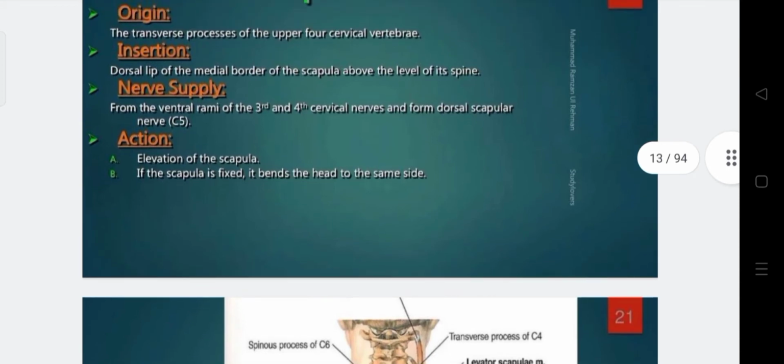So its nerve supply is from the ventral rami of the third and the fourth cervical nerves, and from the dorsal scapular nerve. And its action is elevation of the scapula, and if the scapula is fixed, it bends the head to the same side.